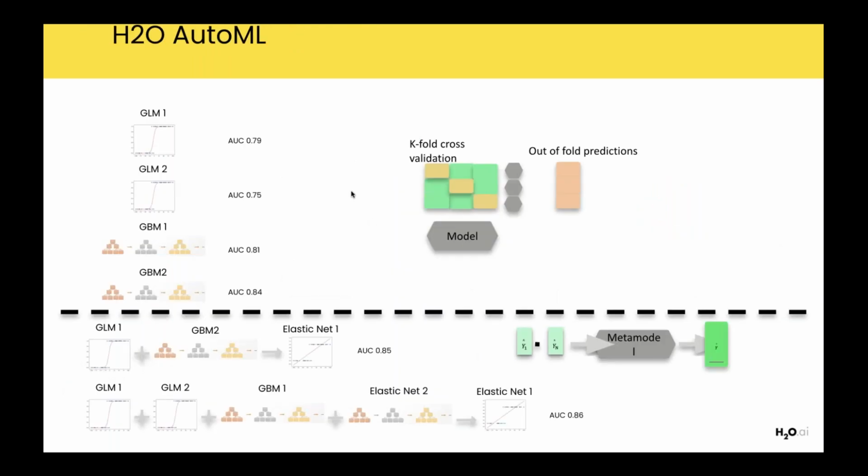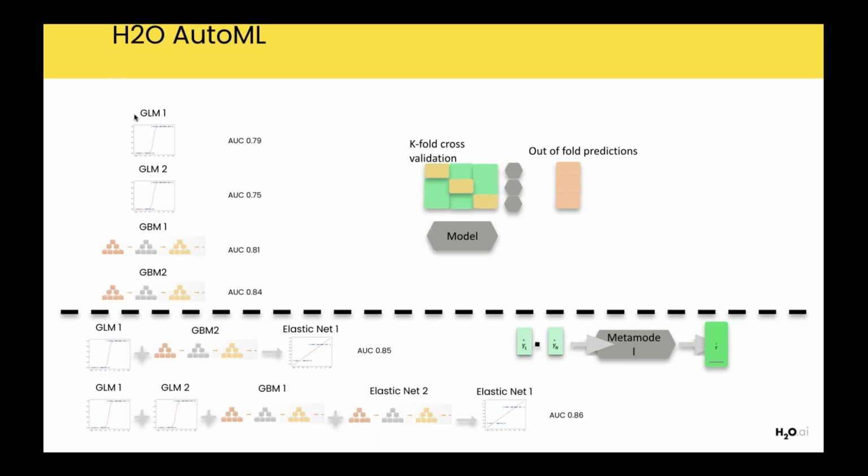And the models which were on the left side in the previous slide can be GLM1, GLM2, variants of GLM with different hyperparameters, GBM, etc. And then they are fed into the meta model, and then you get the final score.